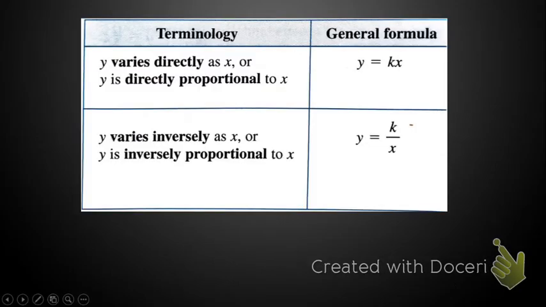Right, so we're going to be talking about variation. If it is direct variation, it gets written like a linear function where the constant of variation, k, is like our slope. If it is inversely proportional, or it varies inversely, then we write it like a rational function. This is the constant of variation.